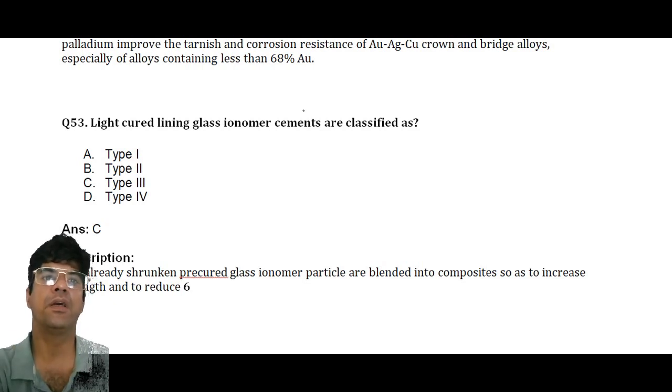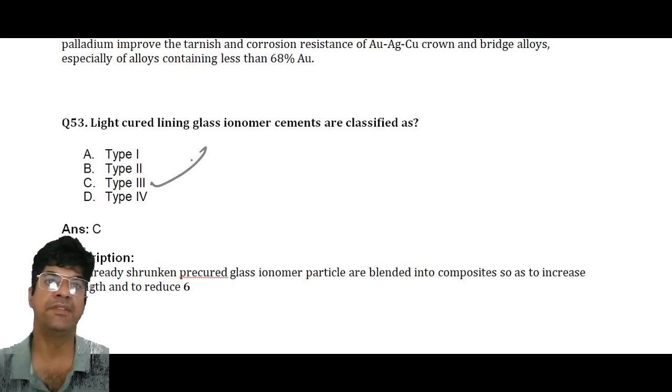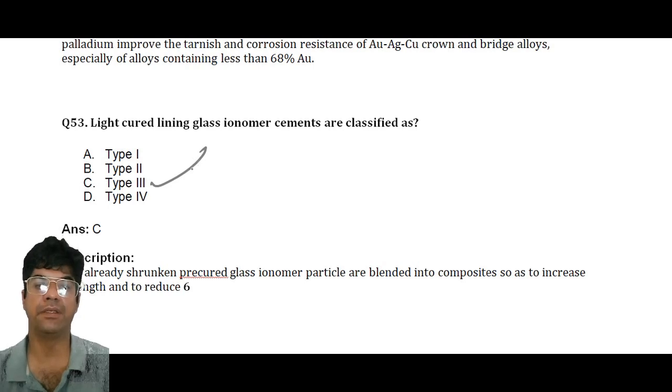The light cure lining glass ionomer cements are classified as type 3.